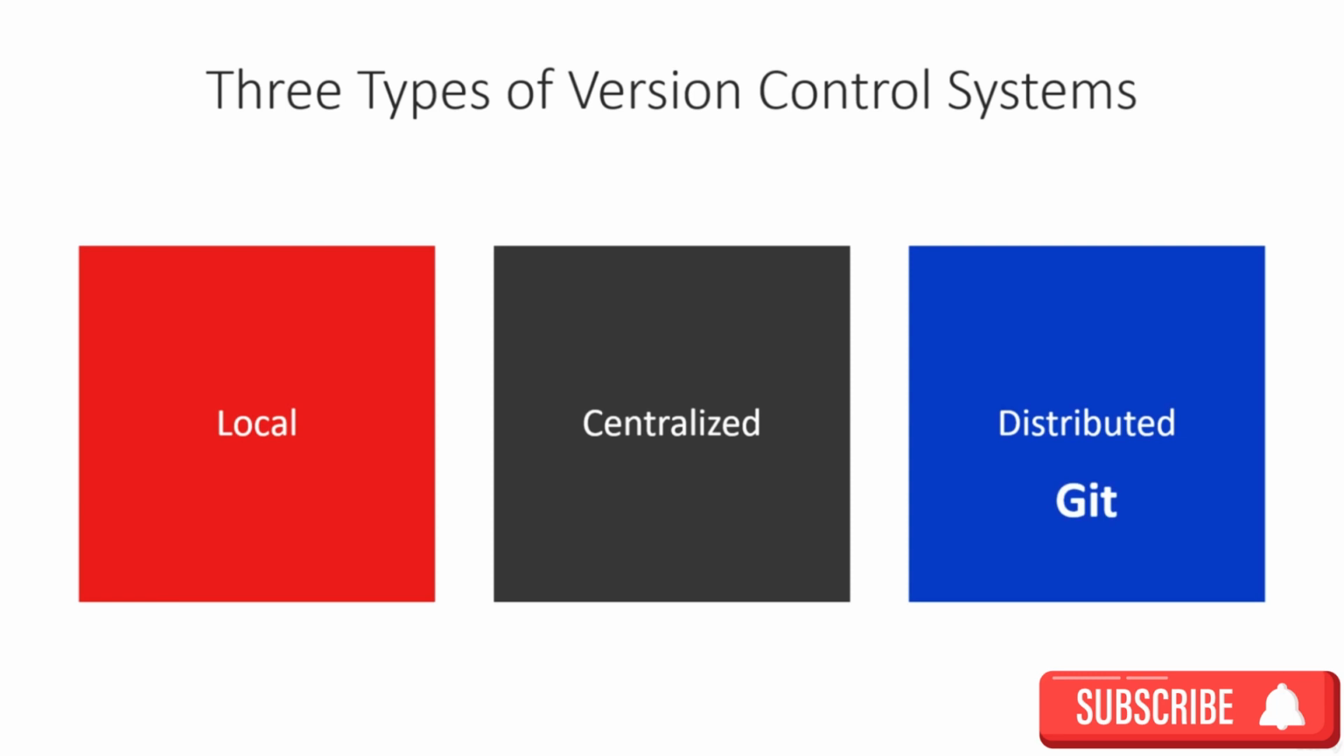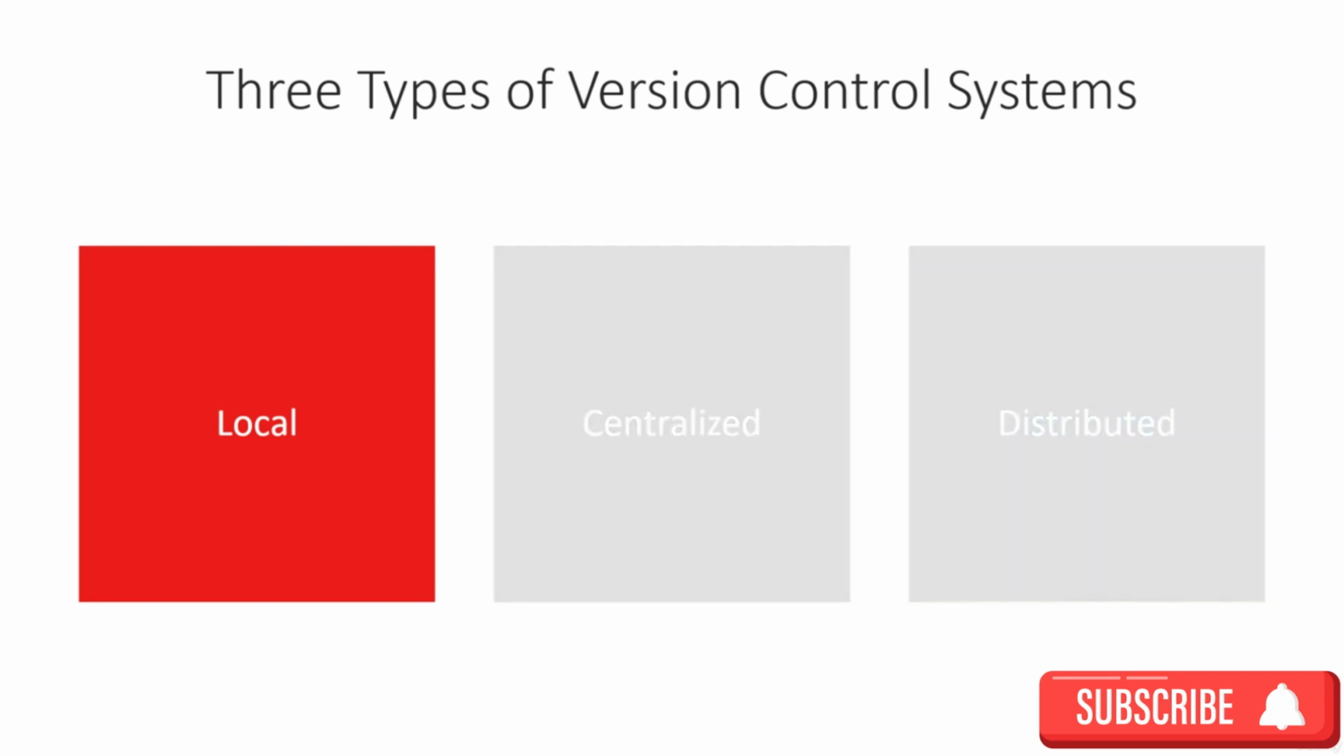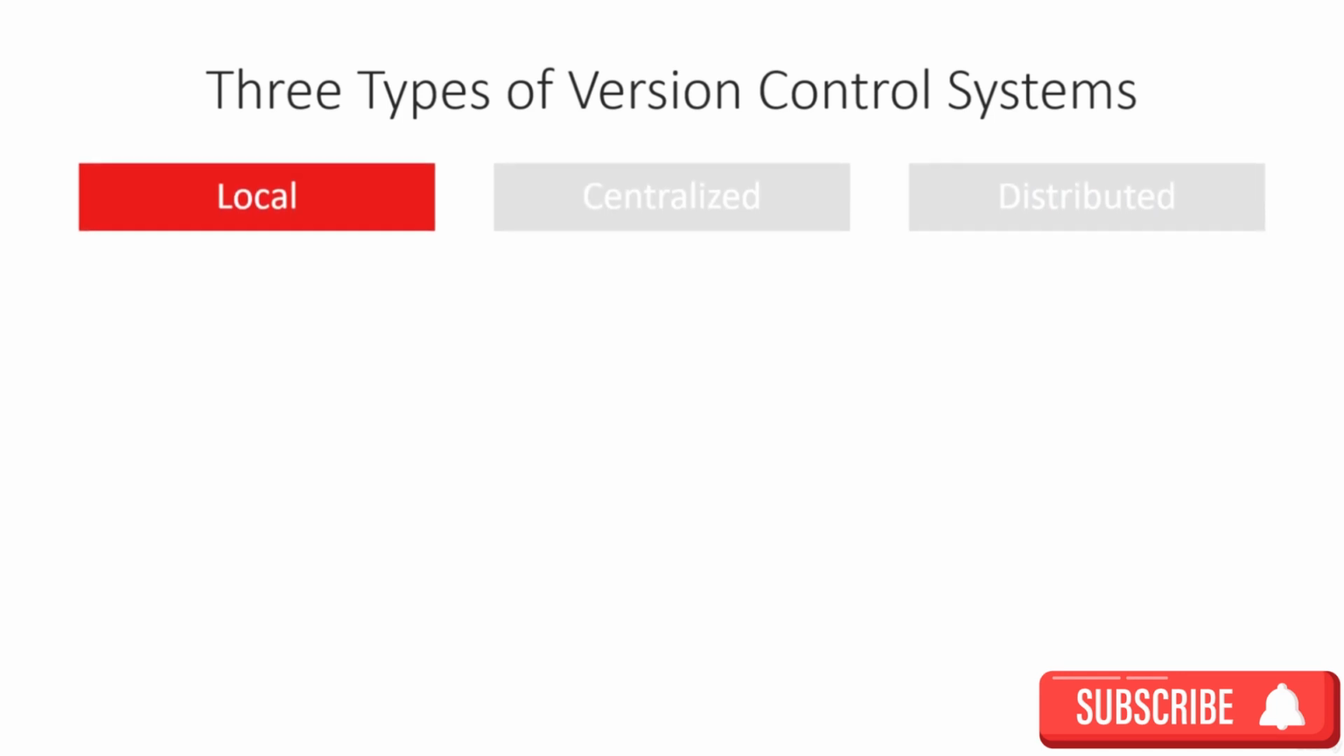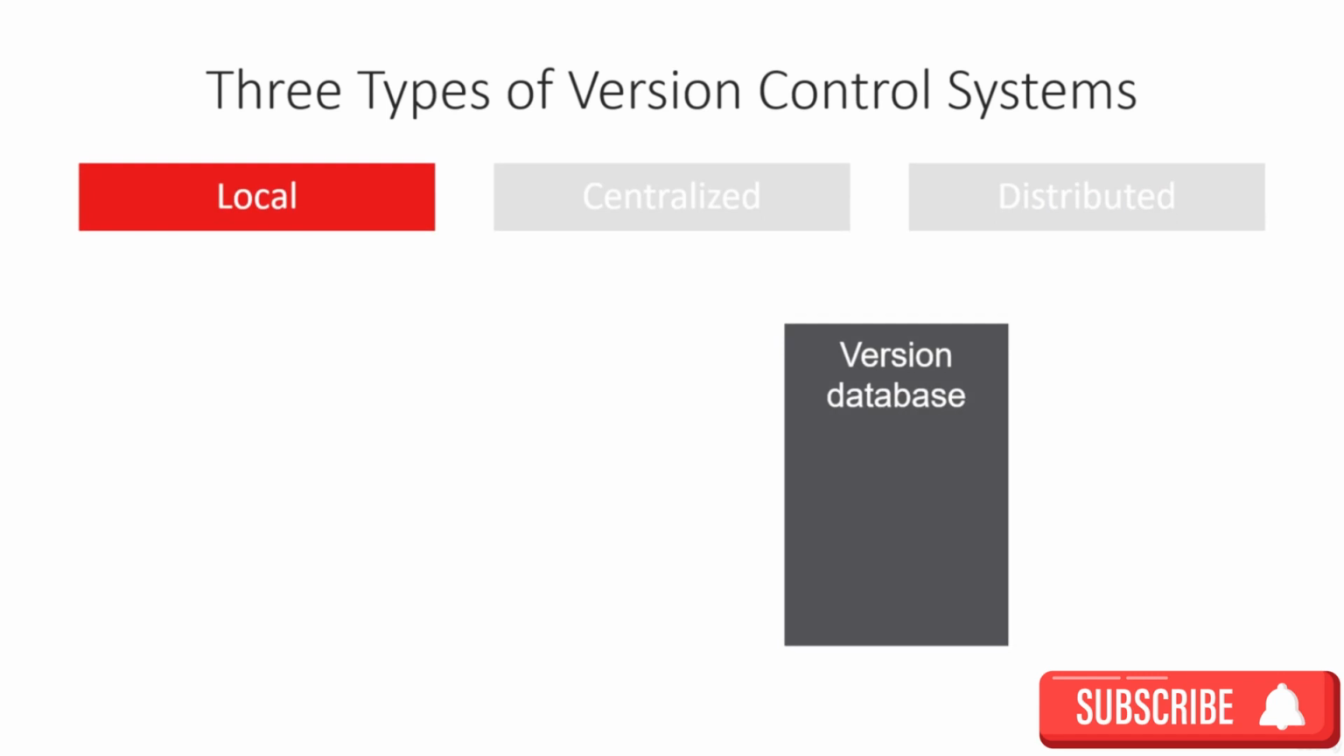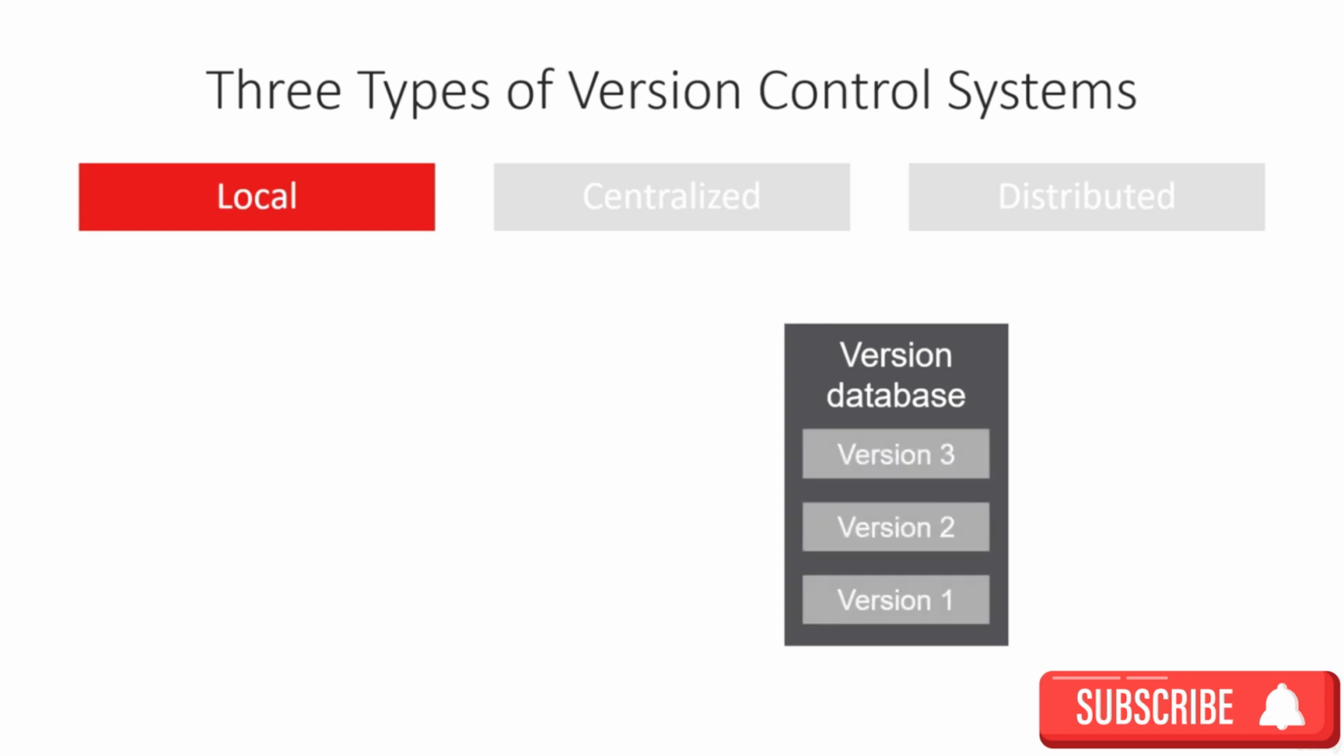To understand what a distributed version control system actually means, let's look at these 3 types, and let's start with local version control systems. In a local version control system, you have a so-called version database on your computer. This version database stores different versions of your source code. From that version database, you can get a file for a specific version. This is also known as a checkout.